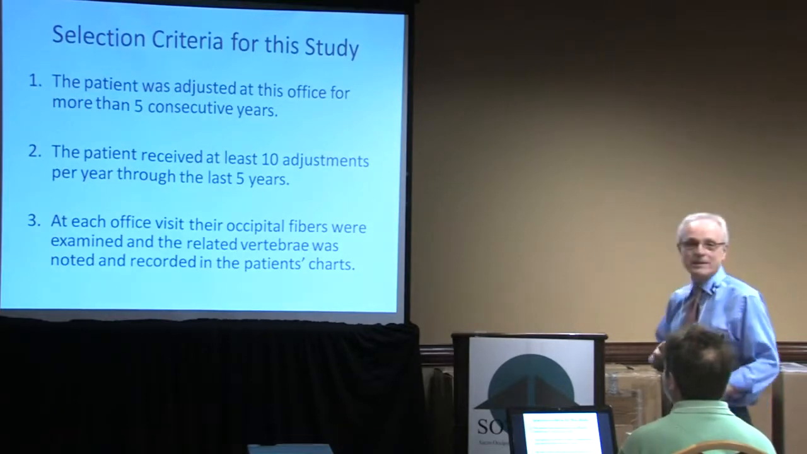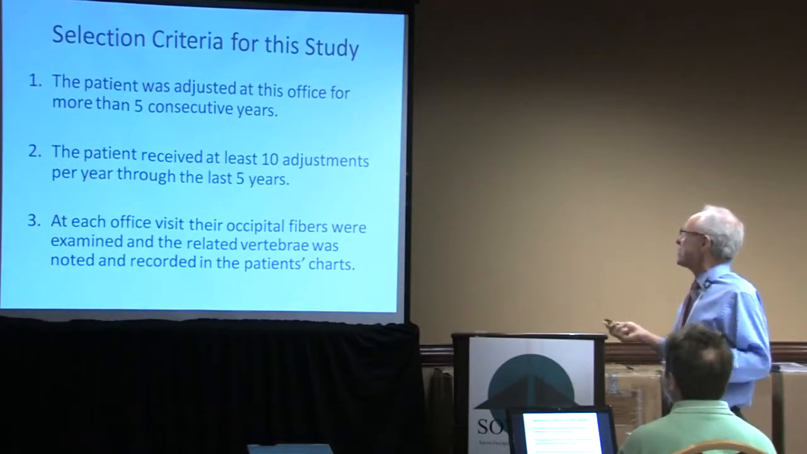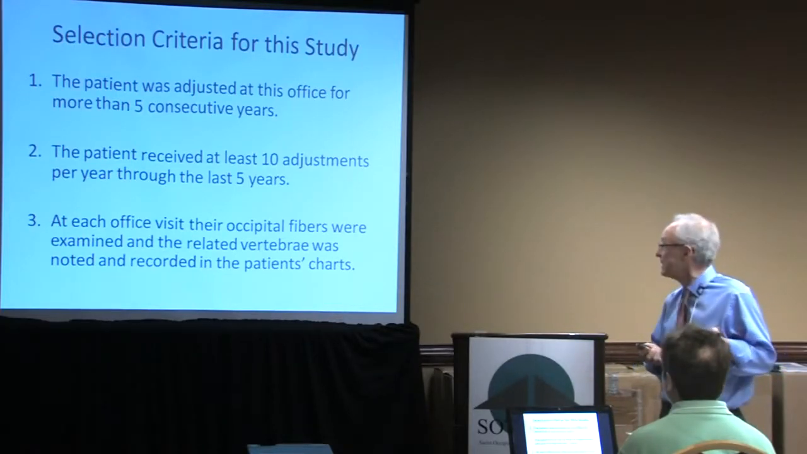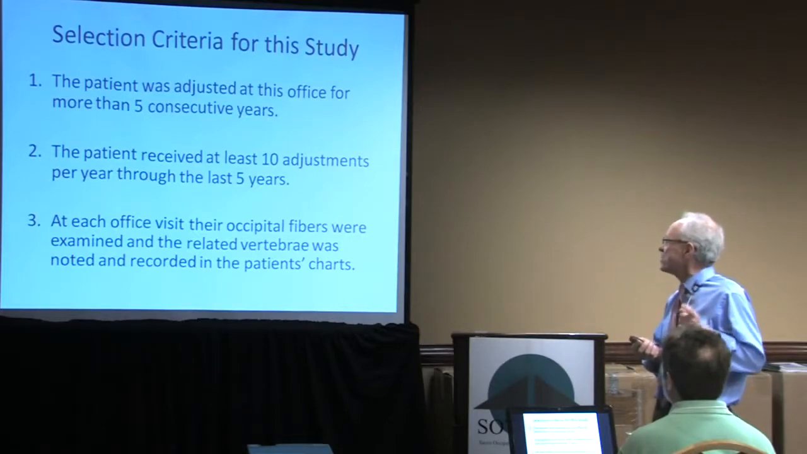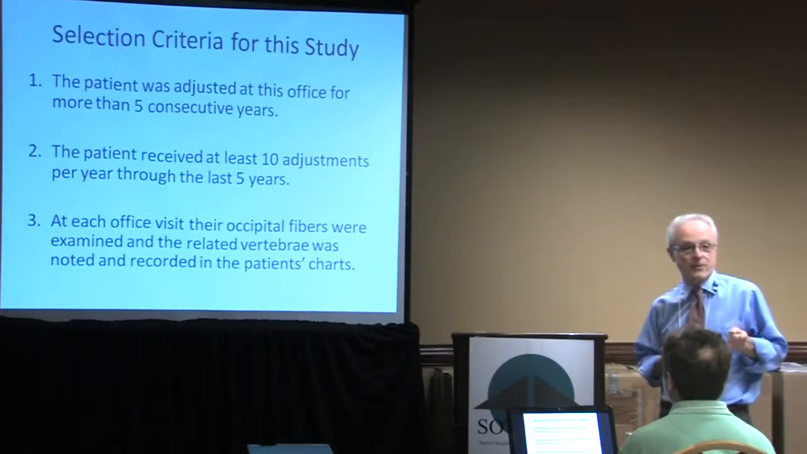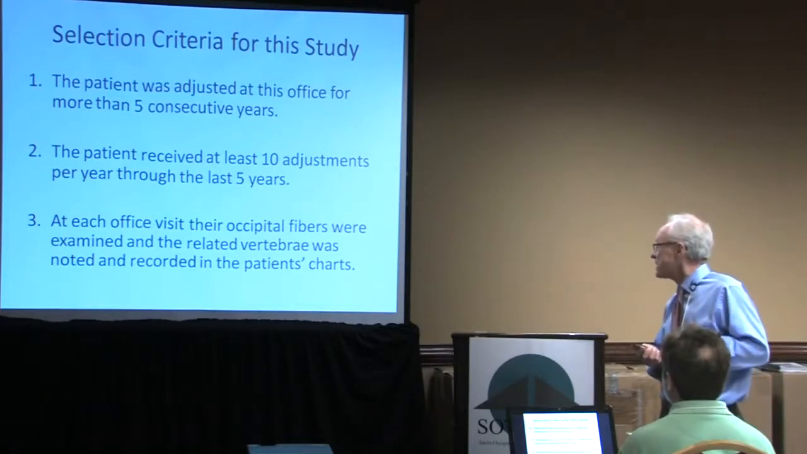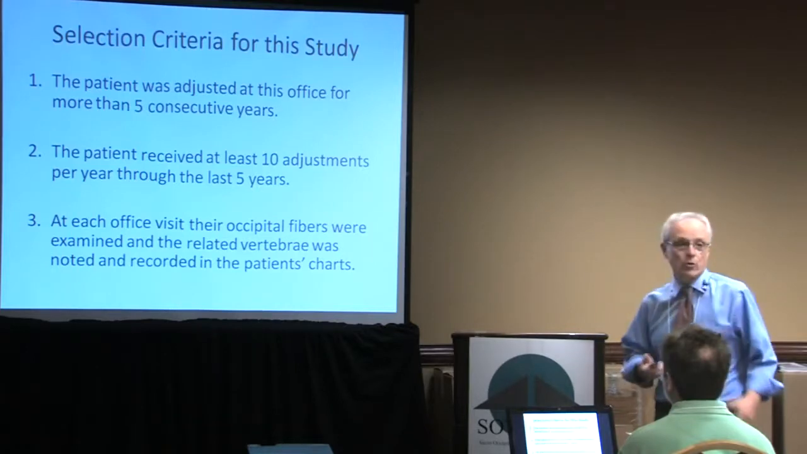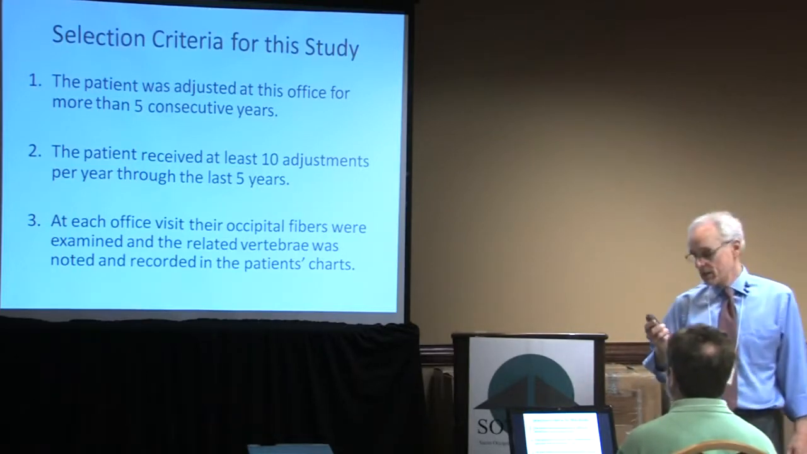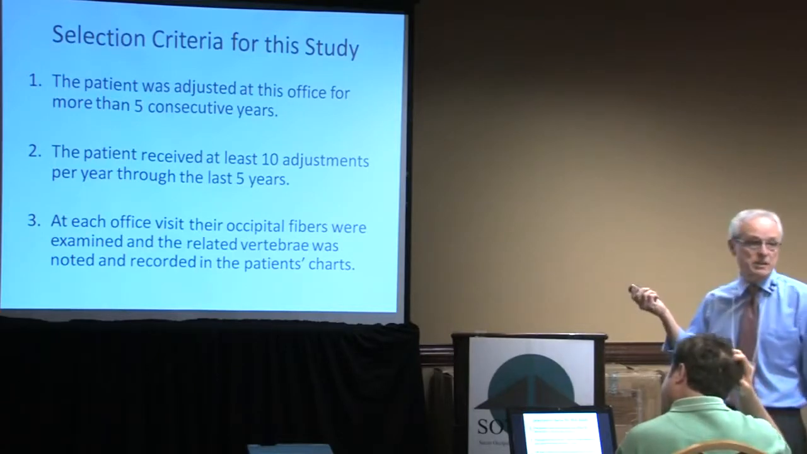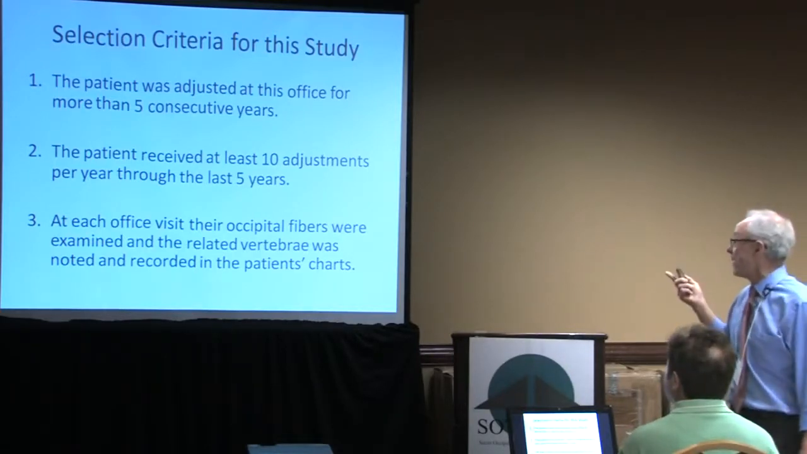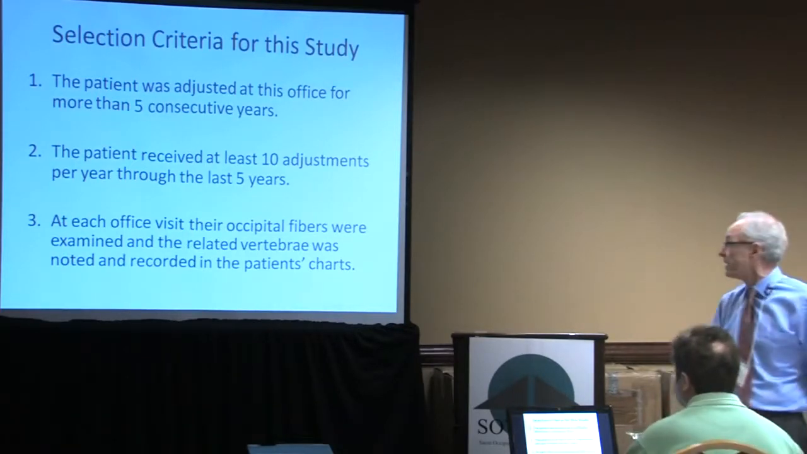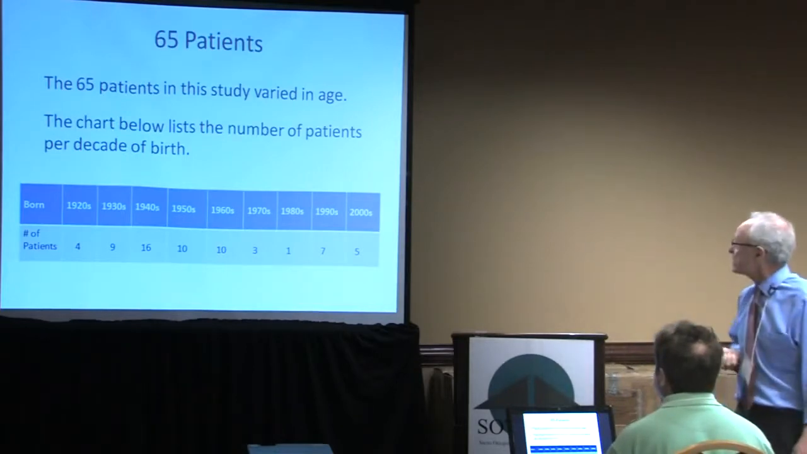Okay, selection criteria for this study. The patient was adjusted at this office for more than 5 consecutive years. The patient received at least 10 adjustments per year through the last 5 years. And at each visit, their occipital fibers were examined and the related vertebra was noted and recorded in the patient's charts. So we followed these patients. A lot of these patients were more than 5 years, but these were the minimum requirements to qualify for this study. The 65 patient study varied in age.